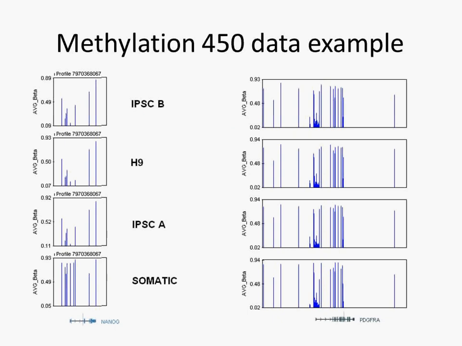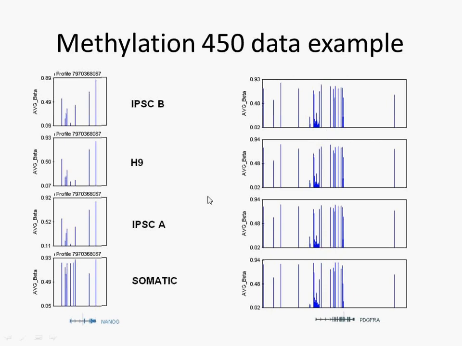So to give you an example of what methylation 450 data can look like when you zoom into specific areas, I've chosen two iPSCs that are biological replicates, I'll call them A and B, an H9 ESC cell line, as well as a somatic cell. I've looked at two genes, one of them NANOG, and we see that whereas the methylation pattern for all the progenitor type cells looks identical, it's quite different in a somatic cell around the promoter area of NANOG. On the other hand, for a gene like PDGFRA, there is no real noticeable difference.